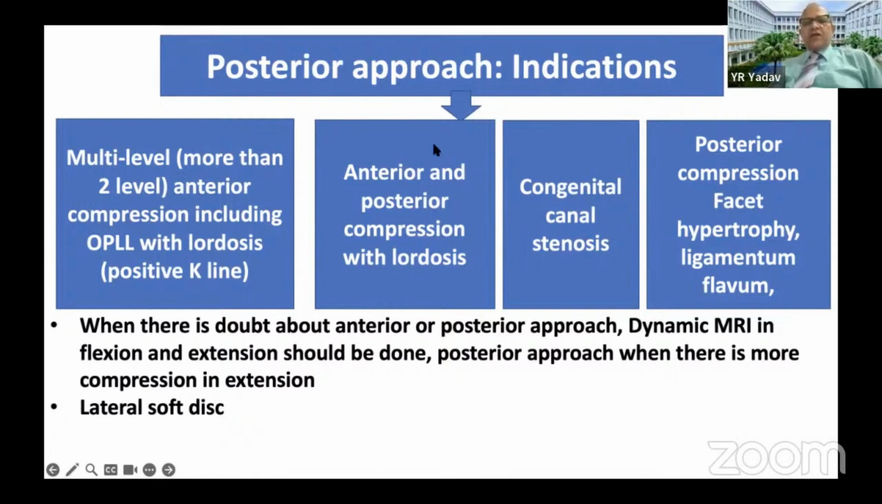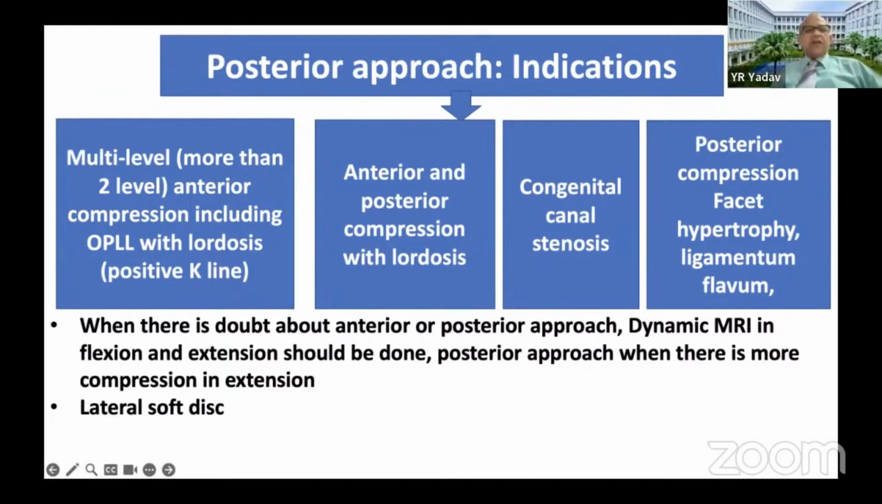lordosis or congenital canal stenosis or posterior compression secondary to facet hypertrophy or ligamentum flavum, because these compressions are from posterior side. And when you have doubt about whether it is the predominant anterior compression or posterior compression, when the lesion extends 2 level or less, in that case, the dynamic MRI in extension, if the compression is more, then you should go from the posterior approach and the lateral soft disc, which I have discussed.